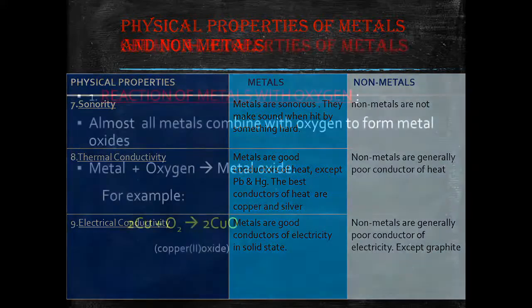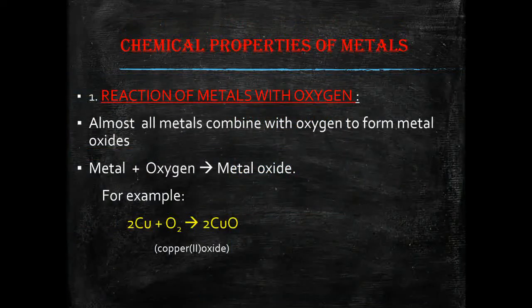Now we will discuss chemical properties of metals. First, reaction of metals with oxygen. Almost all metals combine with oxygen to form metal oxide, and the generalized reaction is shown here. Metals react with oxygen to give metal oxide. For example, in this given reaction, copper reacts with oxygen to give copper oxide.